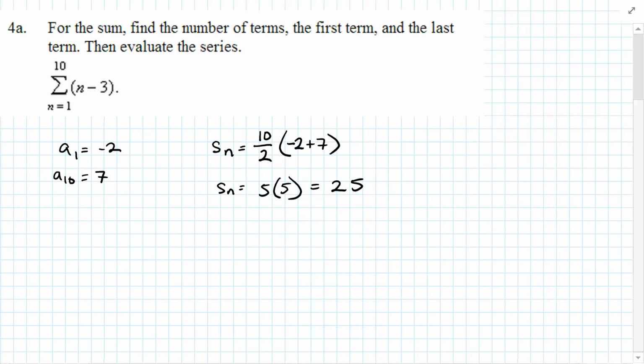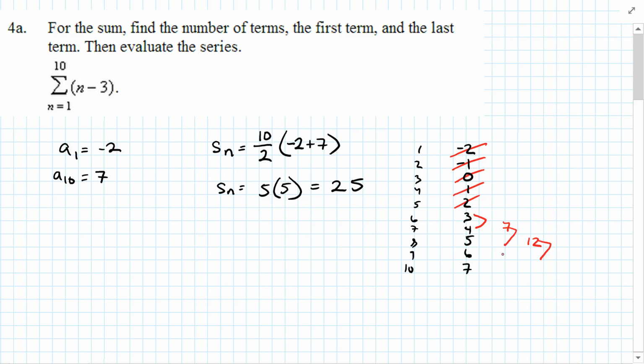Let's see if that holds true. We could do the old school way here and just double check our work. When n equals 1, we're going to get negative 2. And when n equals 2, we're going to get negative 1. So it's going to work its way straight up incrementally by 1. So negative 2 and 2 cancel out, negative 1 and 1 cancel out, 0 cancels itself out. 3 plus 4 is 7. 7 plus 5 is 12. 12 plus 6 is 18. 18 plus 7 is 25. So it worked. All right, next example.